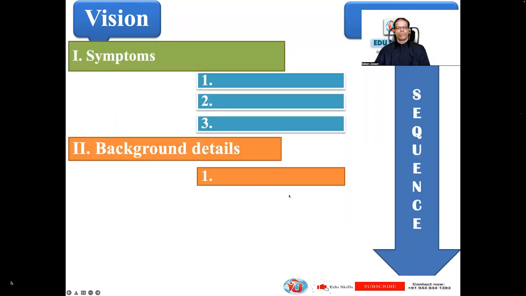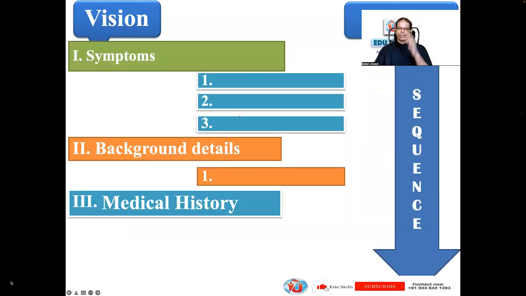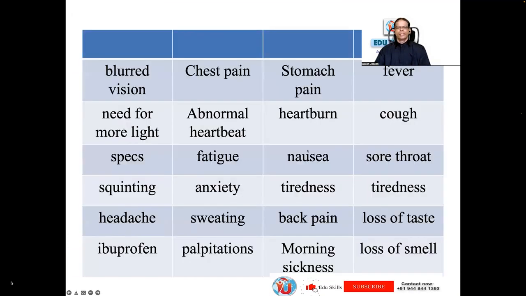Symptoms are given 1, 2, 3, 4, 5. Maybe more are there, but I have not given them because of the space. And then you have background details. Then you have medical history and the next step. Okay, these are the headings.